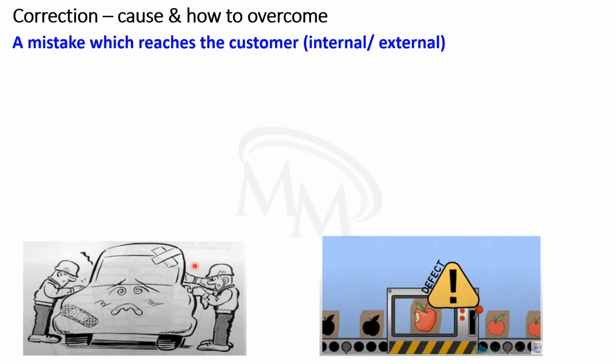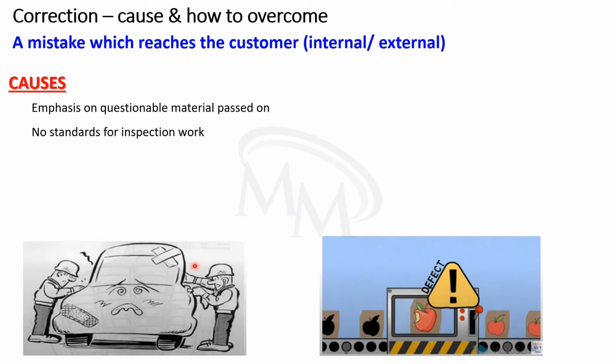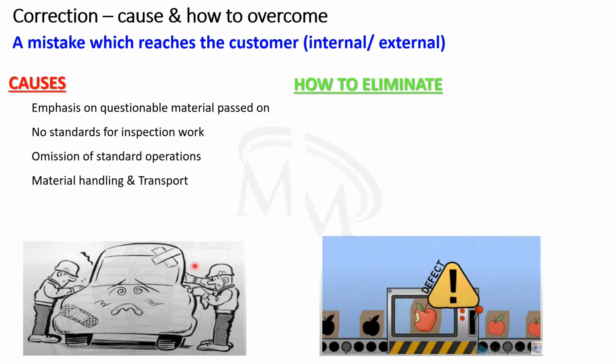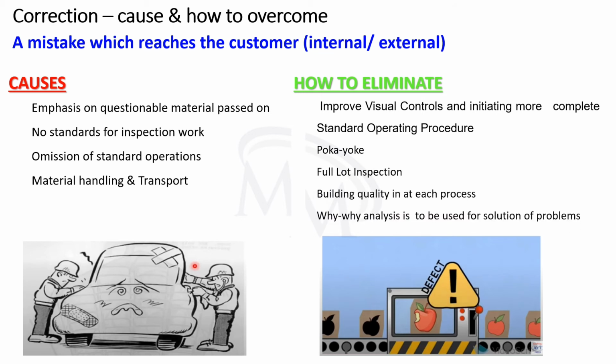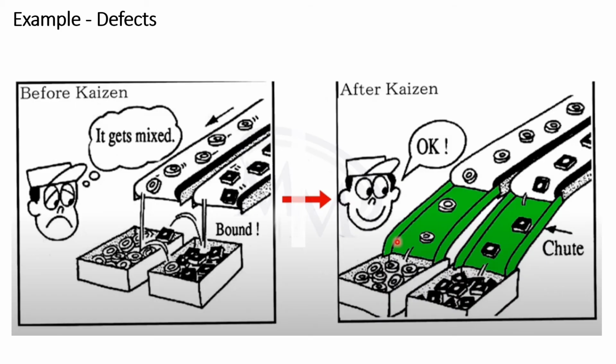Correction means a mistake which reaches the customer. It may be an internal or external customer. It happens due to emphasis on questionable material passed on, no standards for inspection work, omission of standard operations, material handling and transport. It can be eliminated by improving visual controls and initiating more complete standard operating procedure, poka-yoke, full lot inspection, building quality in at each process. Why-why analysis is to be used for solution of problems. Here you can find an example of a Kaizen which eliminates parts mix-up causing defects.